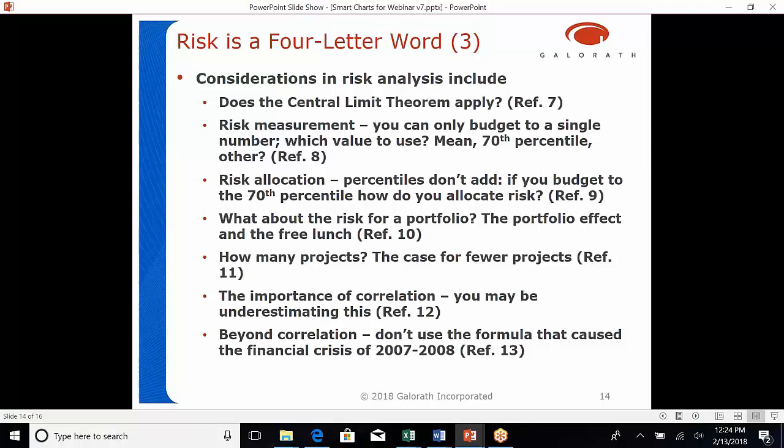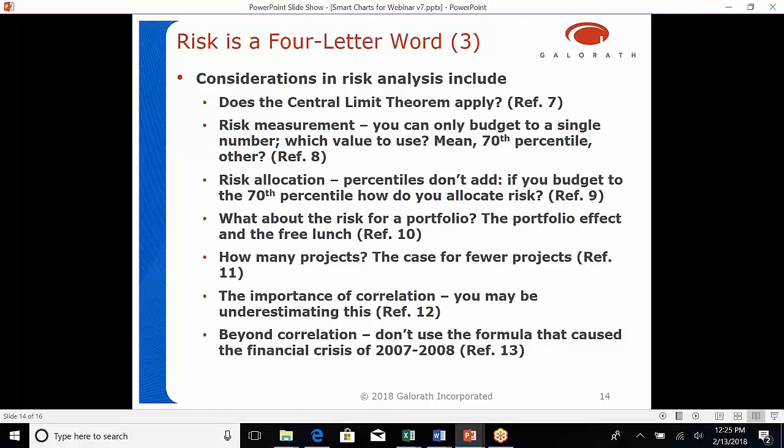What about the risk for a portfolio? We rarely look at programs in isolation, and agencies don't budget to single programs. They budget to a portfolio of programs. And if you think about stocks, if you have a financial advisor, they would probably recommend that you diversify and buy multiple stocks, and that by doing so, you will reduce your overall risk. Well, does that apply to the cost for programs and government programs?